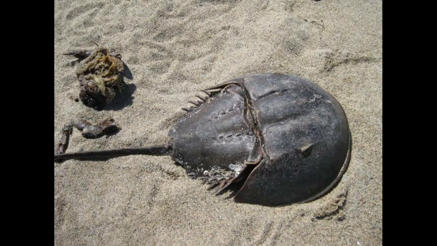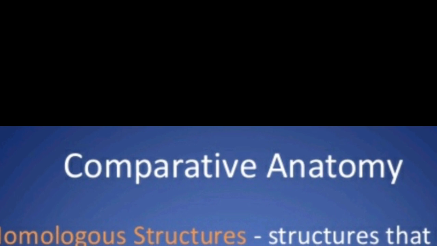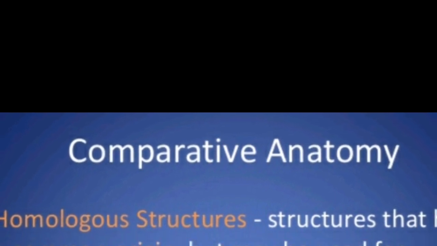Second one is the Lemurus, which is the connecting link of Annelida and Arthropoda. There are evidences of evolution by comparative anatomy. In this, you have to study homologous and analogous anatomy.